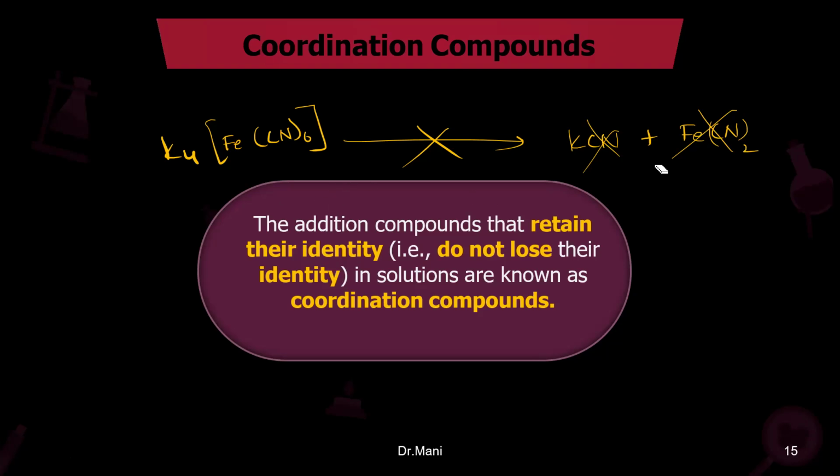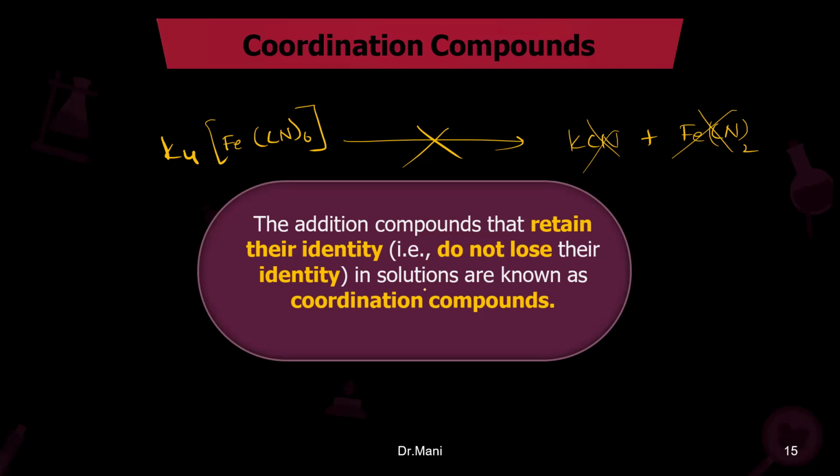It will not further break down into KCN or Fe(CN)2. Those compounds are said to be coordination compounds. It can dissociate into K plus and [Fe(CN)6] 4 minus, but it will not form the other compounds like KCN or Fe(CN)2. That is what a coordination compound means. If the definition is asked, it is the addition compounds that retain their identity, which do not lose their identity in any solution, whether you put it into water or any other solution.